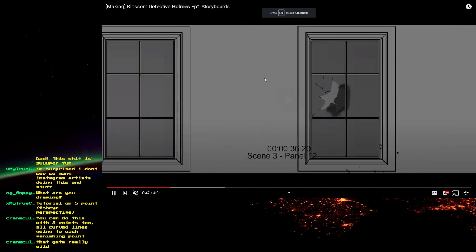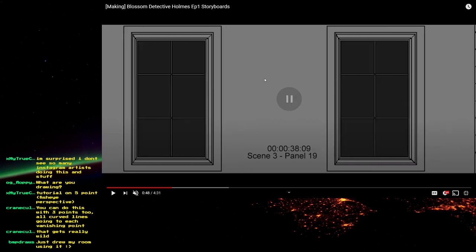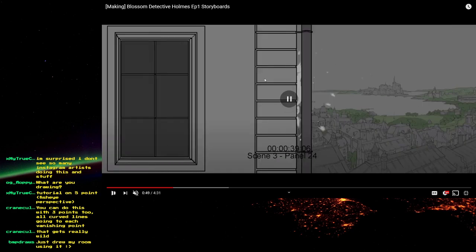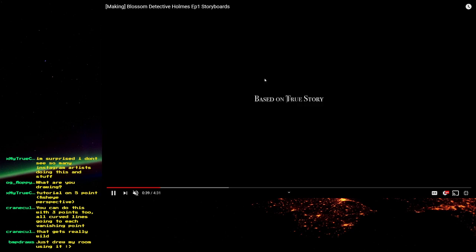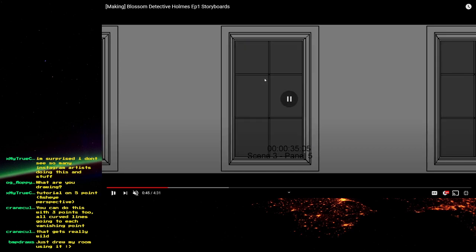So anyway, we get this really, really flat composition. Then the perspective kicks in. I think there's a little bit in here, so we'll see if we can catch some of it.